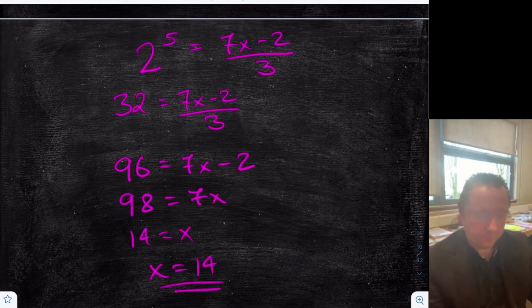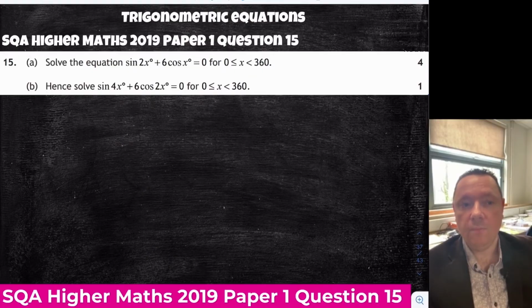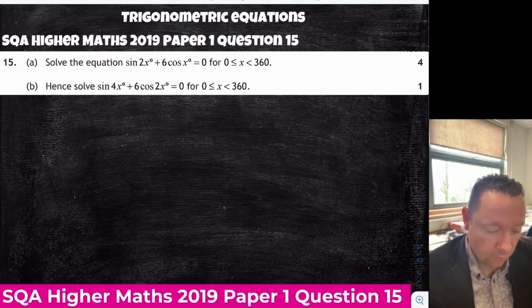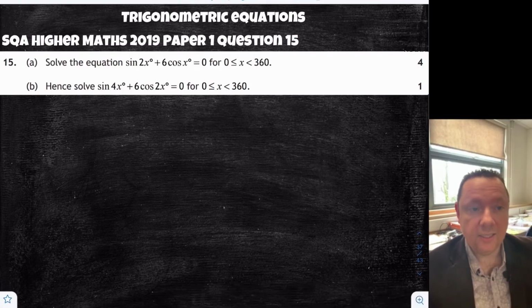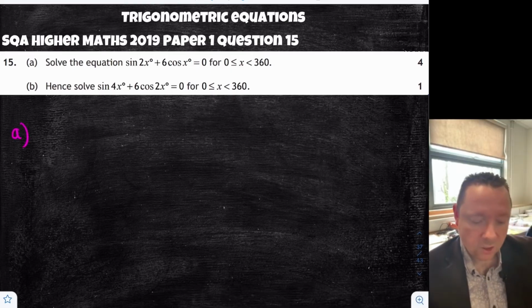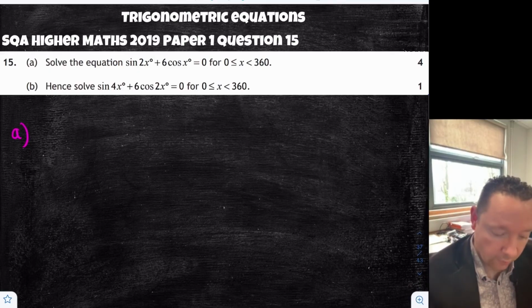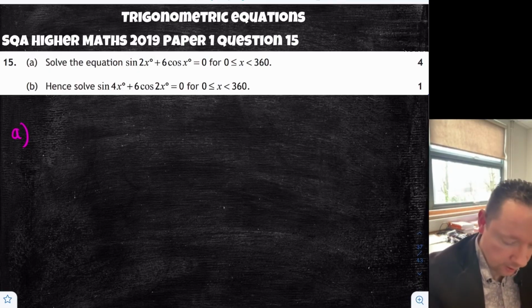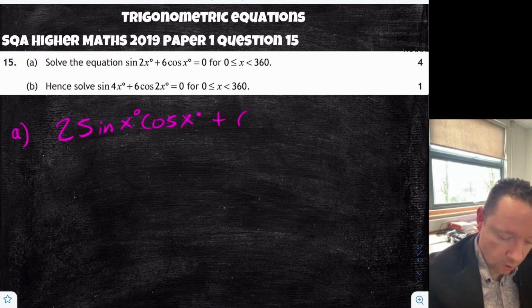And we're done there. Trigonometric equations, SQA Higher Maths 2019, paper 1, question 15. Solve the equation sine 2x plus 6 cos x equals 0. And then solve a new equation for part B. So for part A, sine 2x plus 6 cos x, a sine and a cos, they're different from each other. So I will expand the sine 2x to give me 2 sine x cos x. And this time we're working in degrees, plus 6 cos x equals 0.